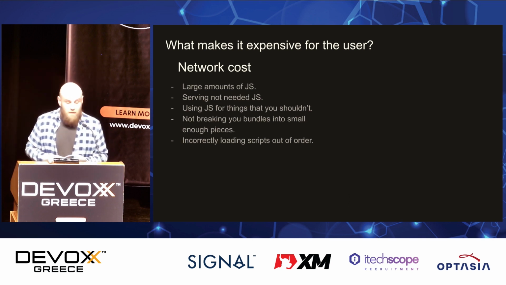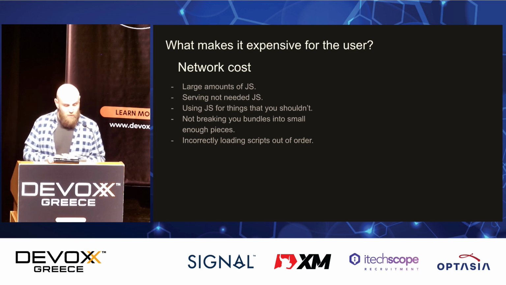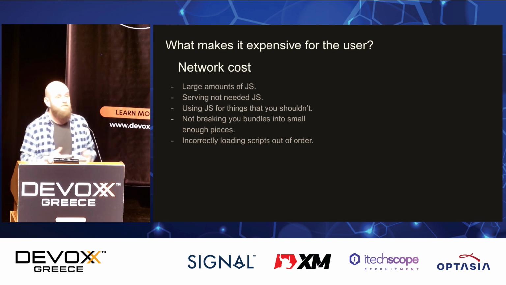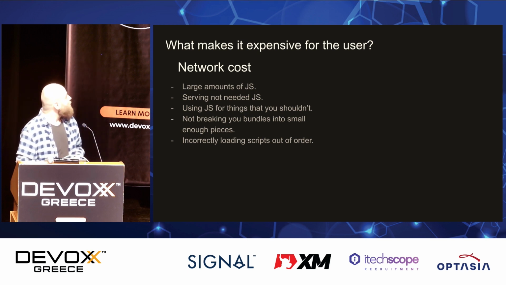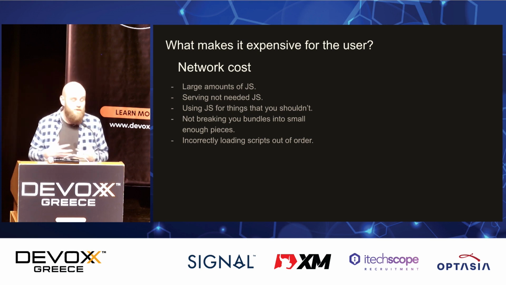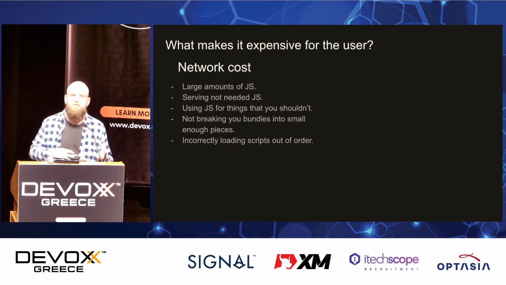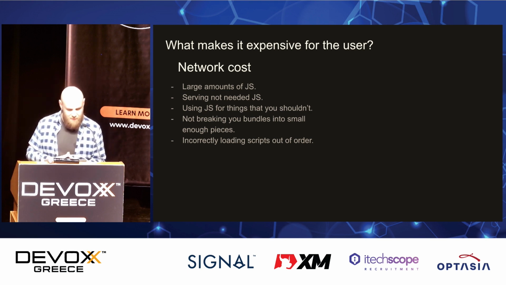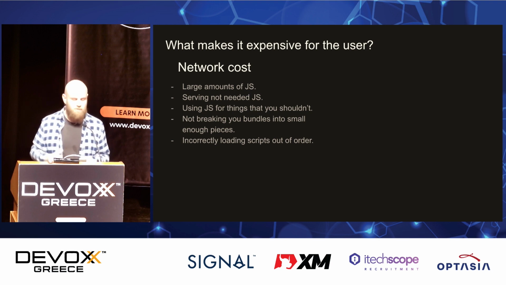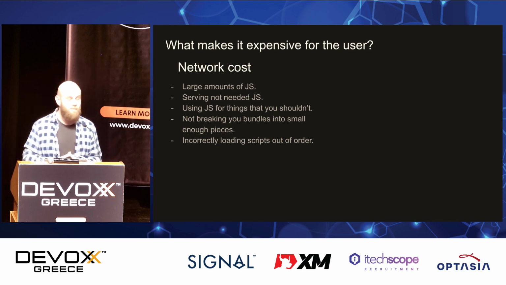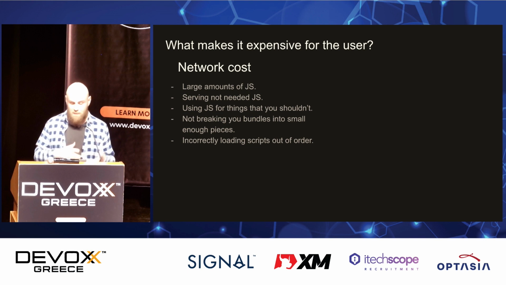The network cost goes up when we serve large amounts of JavaScript. Whenever we're serving JavaScript for things that are not needed, whenever we're serving JavaScript for things that we shouldn't, like CSS and JS, sorry, CSS in JS client-side. Whenever we're not breaking our bundles into small pieces, allowing for better parallelization or helping the browser to cache things. Or incorrectly loading scripts. You might have a script that's relevant to the bottom of your page. If you load it up front, you need to wait.